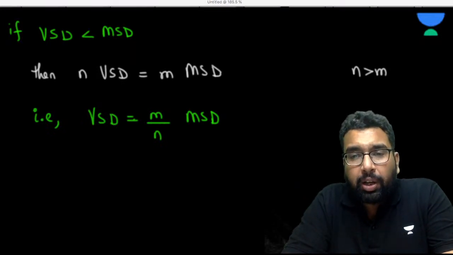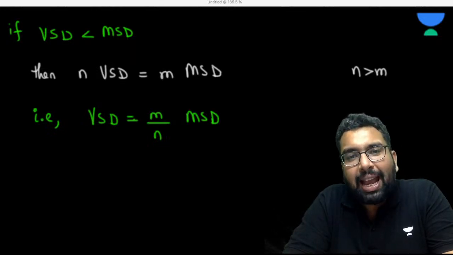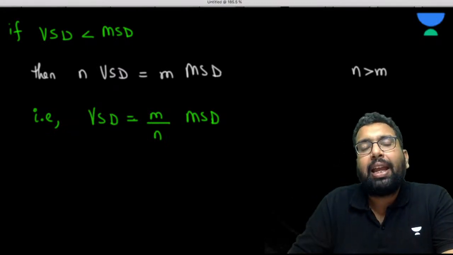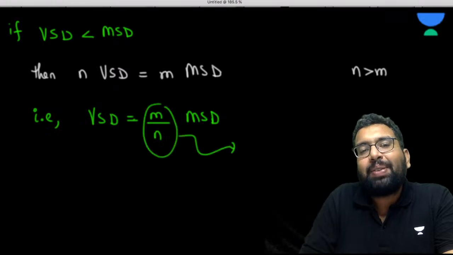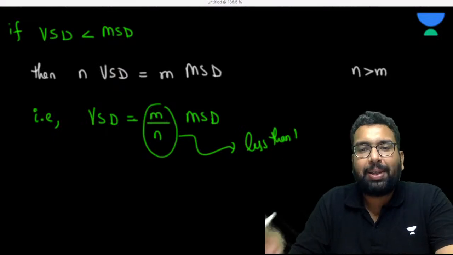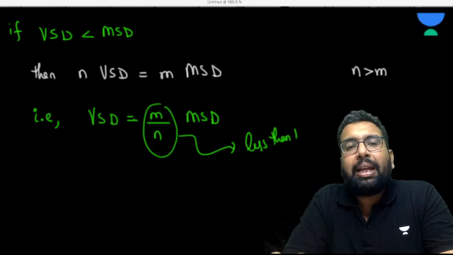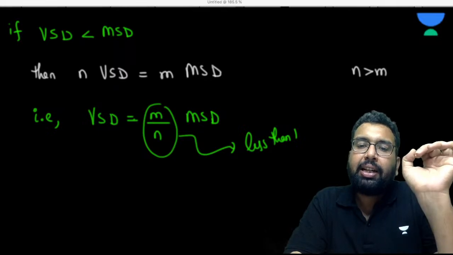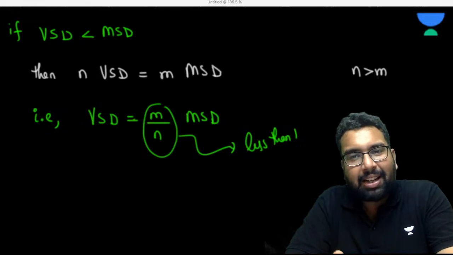Okay. So now here, one Vernier scale division is equal to m by n main scale division. And since n is greater than m, this is going to be less than 1. Now the same thing again came to you. So VSD is equal to m by n MSD, and this is less than 1. So that means Vernier scale division is less than the main scale division. This is where we started off.